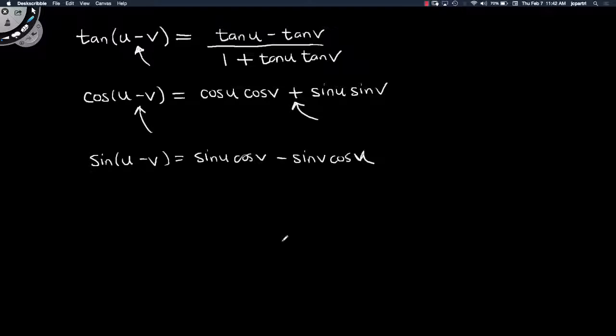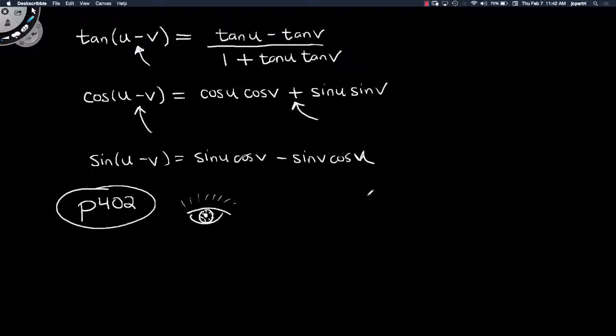Okay? Turn to page 402. This I will do. Look at numbers 13 through 28. Find the exact value of sine, cosine, and tangent. We're going to do number 27 together.